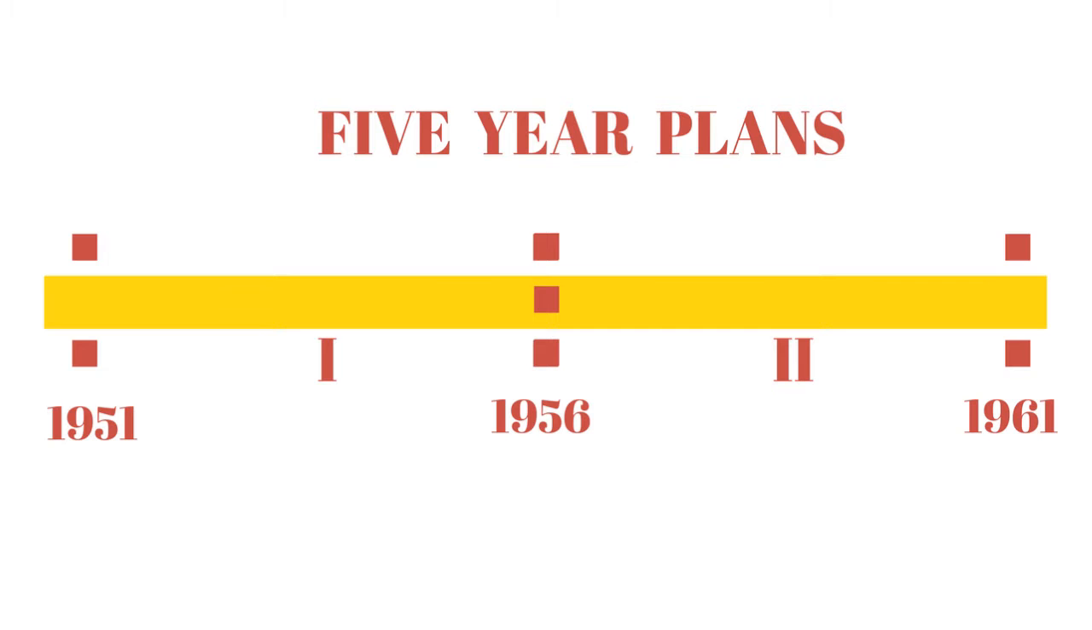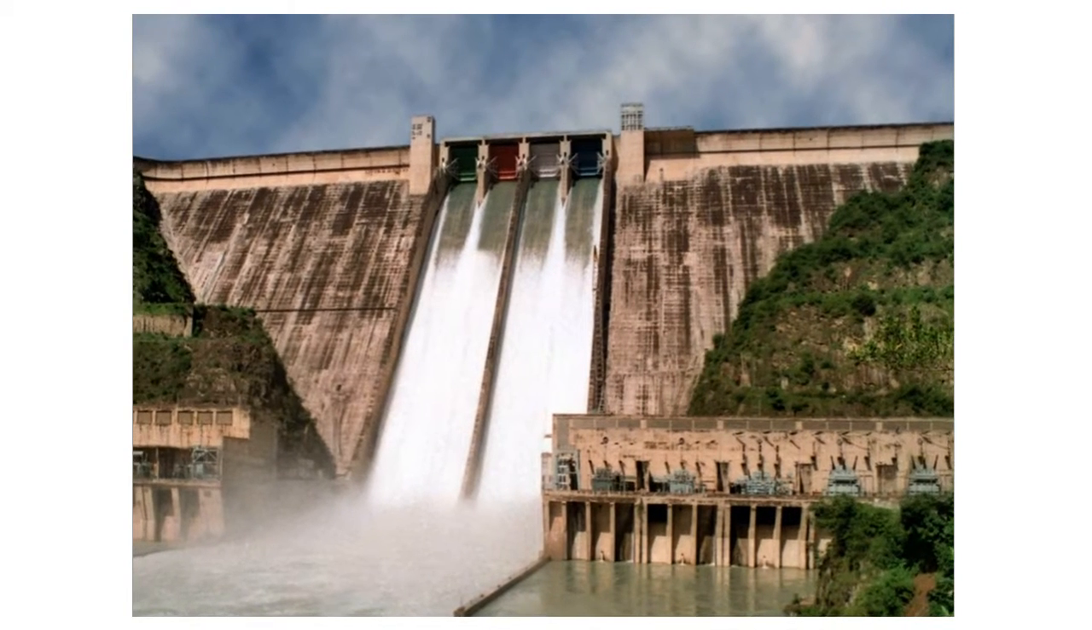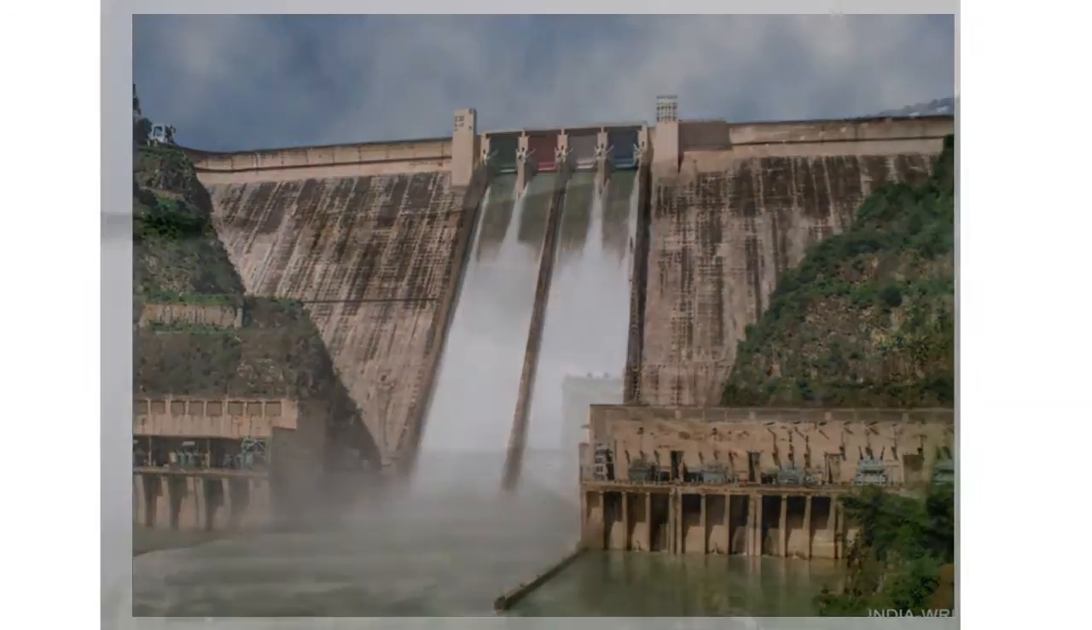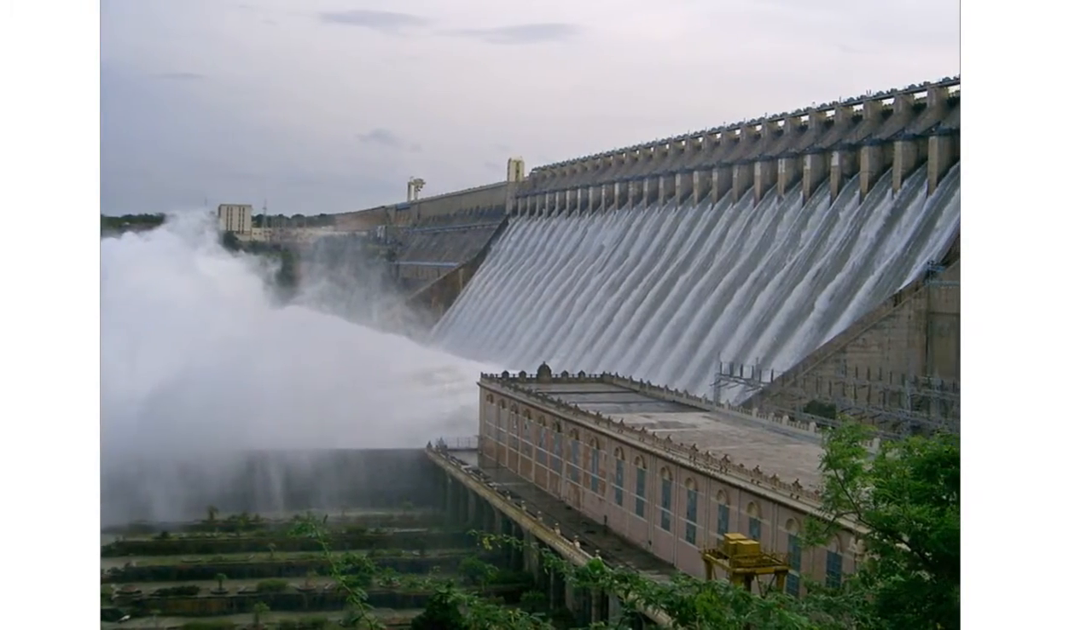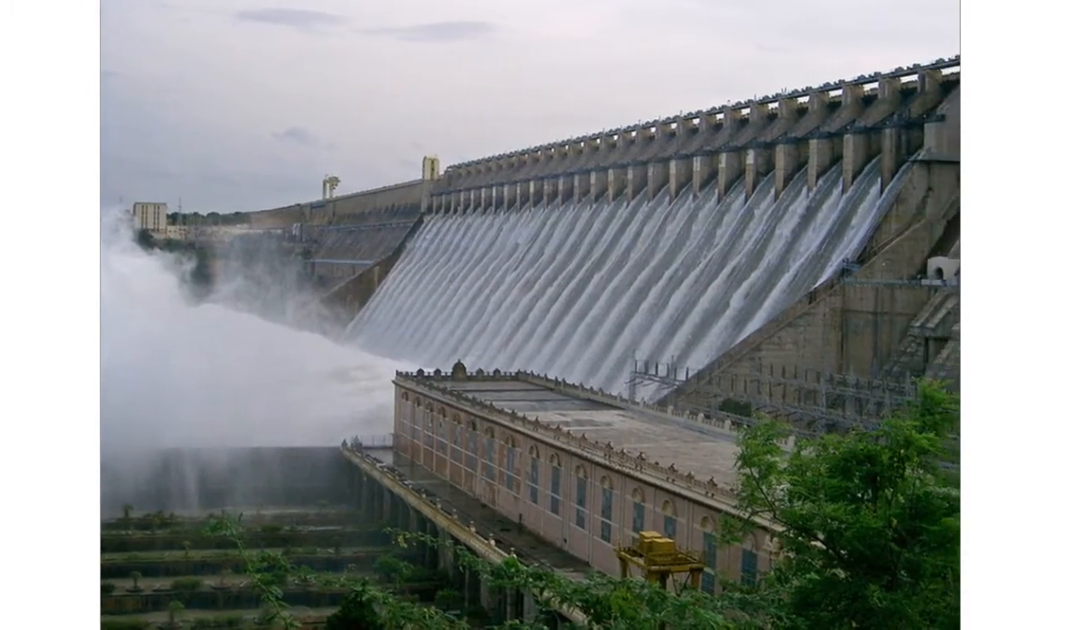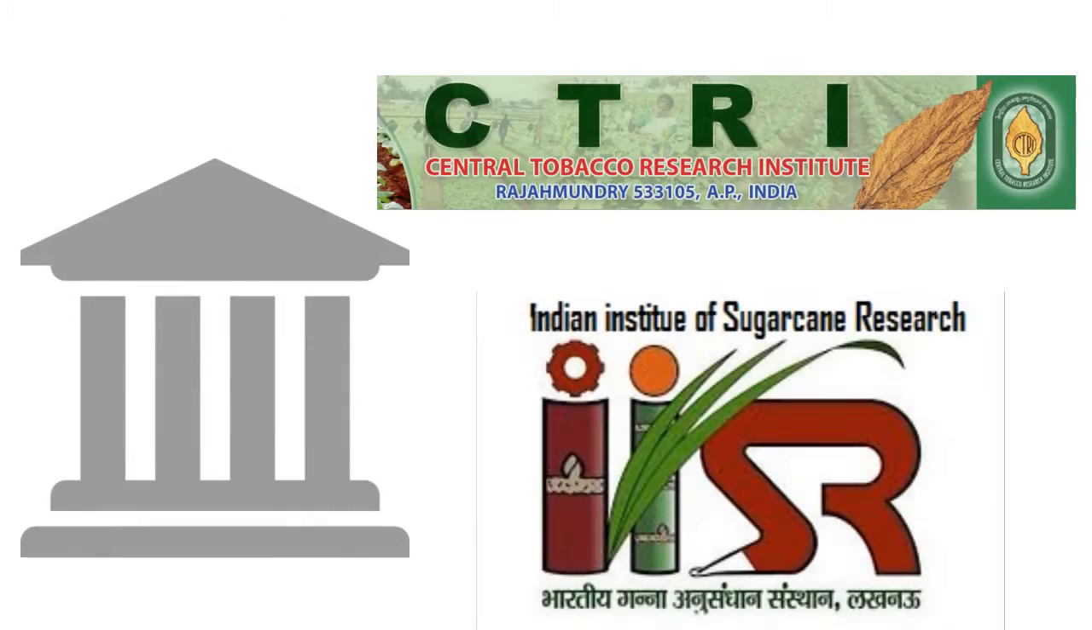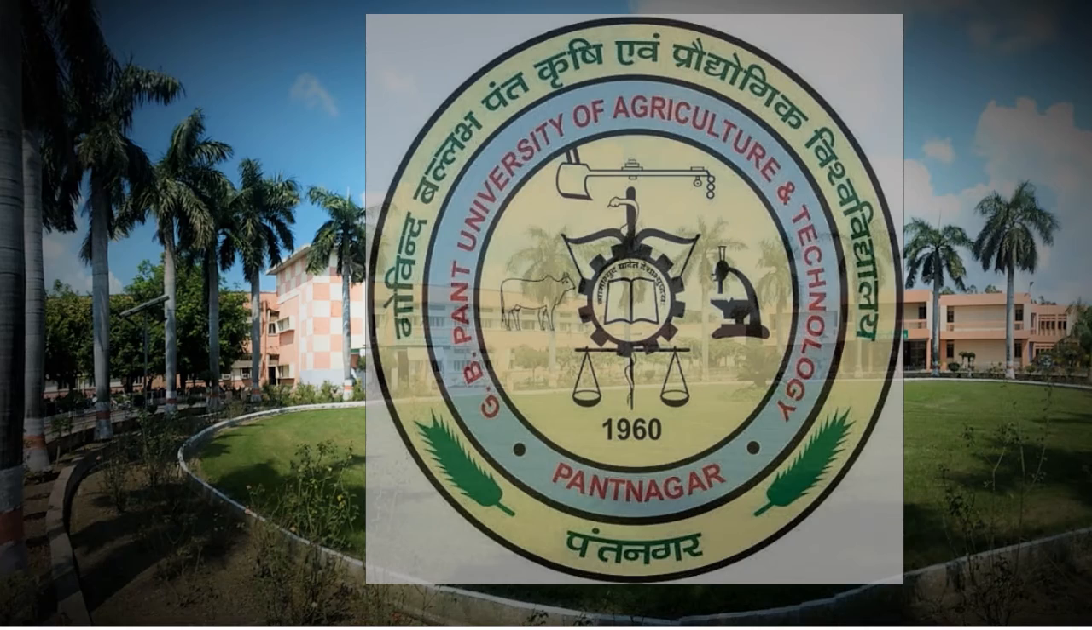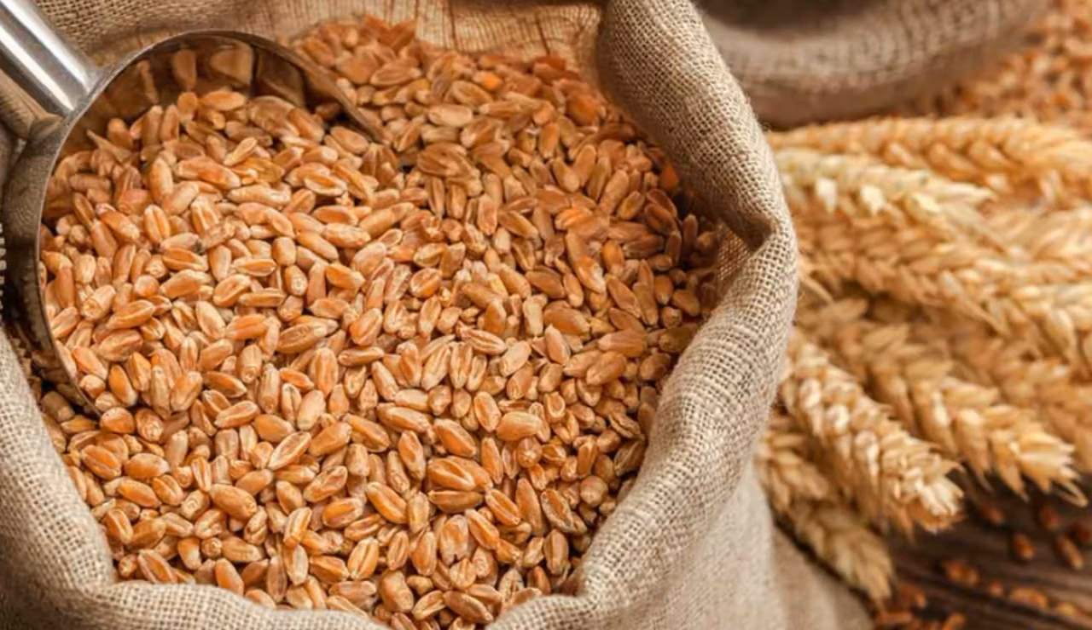Apart from these changes, the first two 5-year plans were focused on building irrigation and power projects like Bhakra Nangal, Nagarjun Sagar, and some others, which were very significant regarding agriculture development. Many research institutes were established and the first agriculture university came into existence. Even after so many efforts in agriculture development, India was importing food grains from the US.